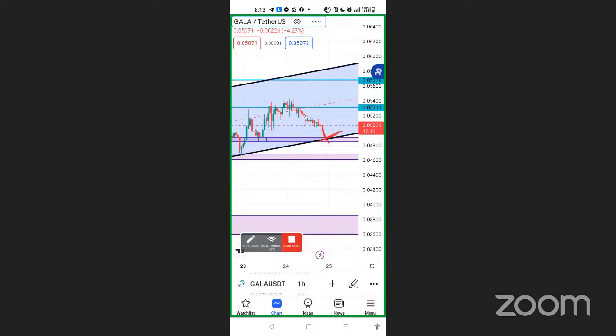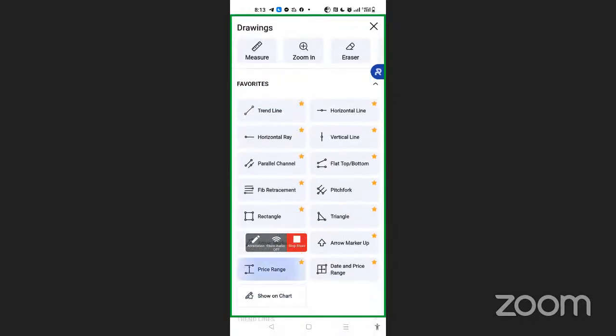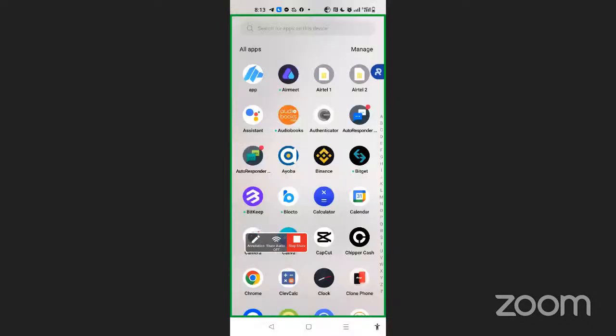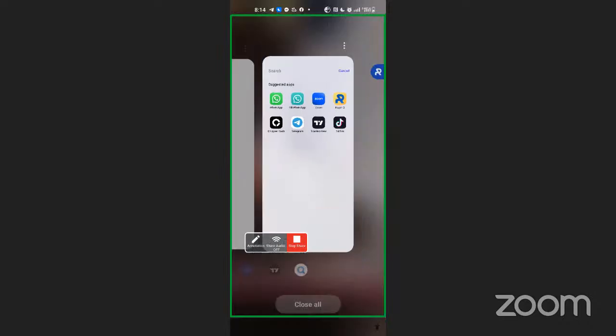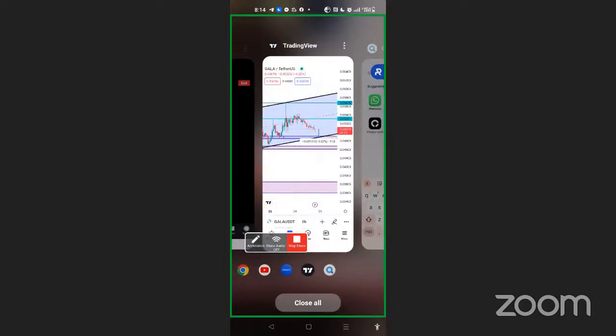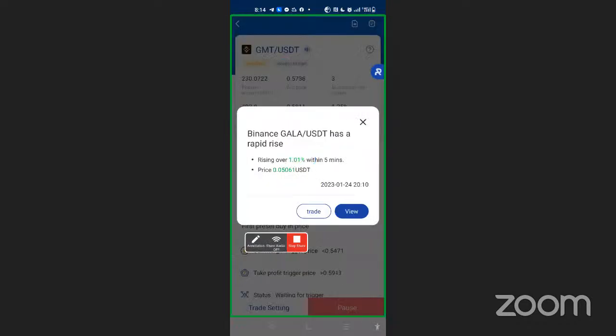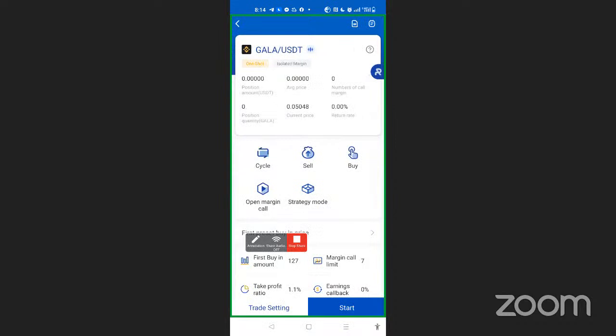So if you want to trade better with Royal Q, because it was resisted there, you can measure from here to here. How much was this? 3.02%. Then you come to Royal Q, you pick Gala, and go to Trade.